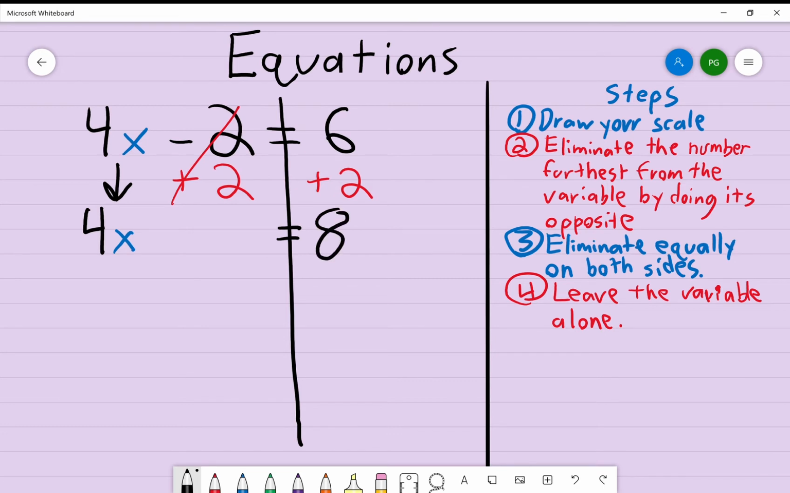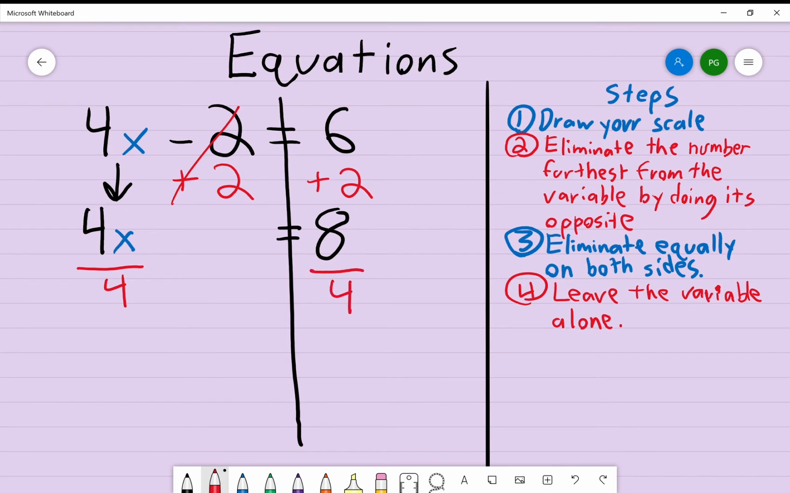Perfect. Okay, now step 4 tells me leave the variable alone. Technically, the variable is not alone yet. It has a 4 next to it. When you have a number and a variable next to each other, touching, it's always multiplication. There's no sign in between these two, so it's multiplication. What is the opposite of multiplying by 4? Dividing by 4. And if you do it on the left, you have to do it on the right.